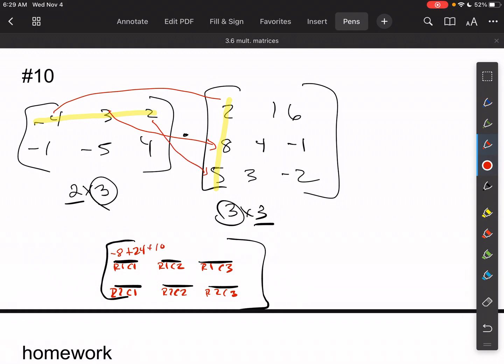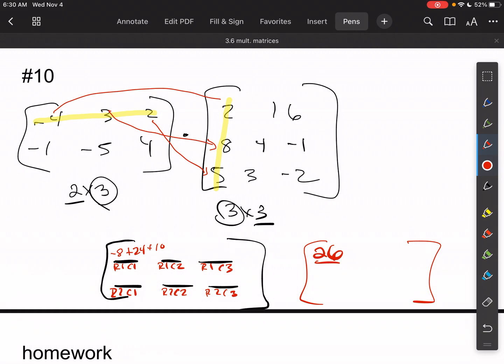Okay, so if I were doing number 10 on the homework, my first part of the solution to the matrix multiplication would be -8 plus 24 plus 10. And when you do that, you get, what, 34 minus 8, which is 26, I believe. Okay, so some of them you have more than just 2 numbers to add together. You'll have 3, and I just wanted to show you that on number 10.